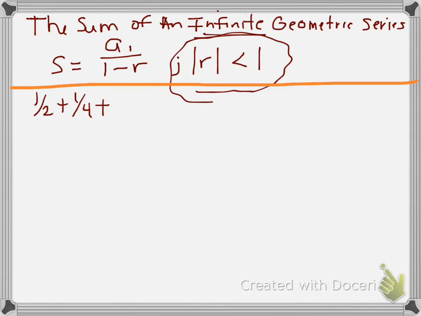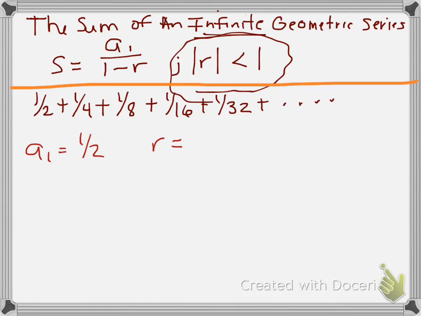Now, keep in mind that example that we just did. If I had to ask you who is my a sub 1, would you be able to tell me? 1/2. So my a sub 1 is 1/2. Who's my r? Well, we have to find the ratio by dividing. So we divide 1/4 divided by 1/2. What is that? 0.5. Try one more time: 1/8 divided by 1/4. 0.5 also. So you could put 0.5 or 1/2 for the r.